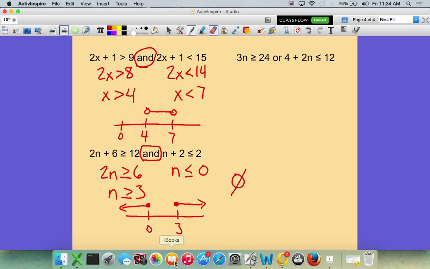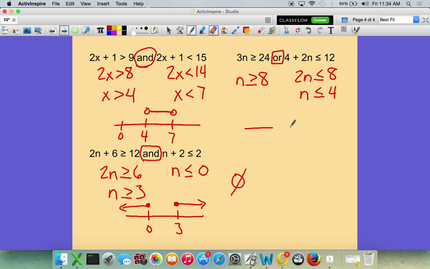Now, it can be different for our "or"s though. And means, where do they overlap? Or means, what works for the first one or the second one? So this could be a whole bunch more answers that would work, because it has to work for the first one or the second one. So we divide by 3, n is greater than or equal to 8, or we move the 4 over, 2n is less than or equal to 8, n is less than or equal to 4.